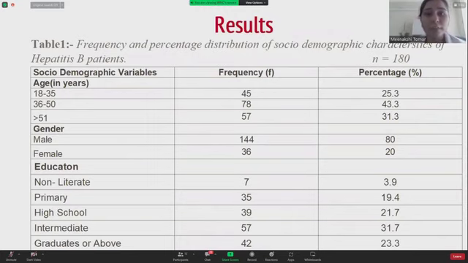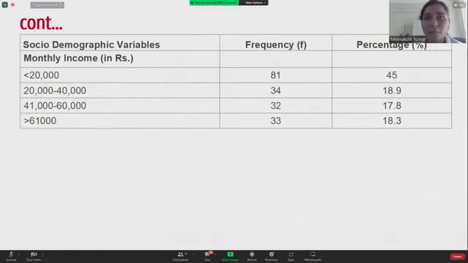In the domain of age, more than one third of the hepatitis B patients, that is 43.3%, were in the age group of 36 to 50 years, and the majority of the hepatitis B patients, that is 80%, were male. One third of the hepatitis B patients, that is 31.7%, had an intermediate certificate. For the monthly income, less than half of the hepatitis B patients, 45%, had a monthly income of less than 20,000 per month.